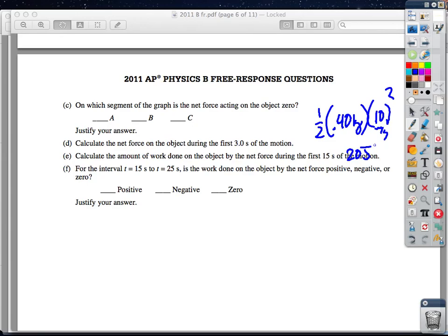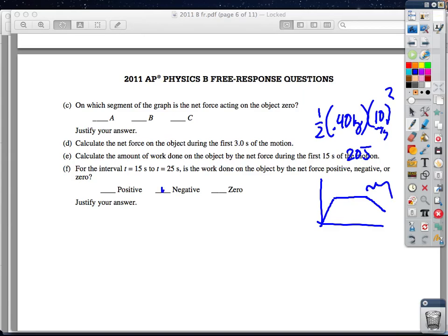And then for the interval of 15 to 20, is the work done on the object by the net force negative or 0? So of course we'd say 0, and that's because a is 0. Therefore, what? Oh, just kidding. I was on that 10 to 15. No, 5 to 15. Sorry about that. Yeah, so the 15 to 20, so that you don't forget the way I did, is that one, right? It's this section right there.